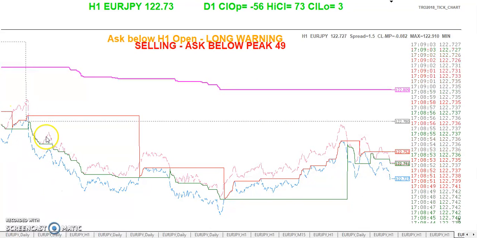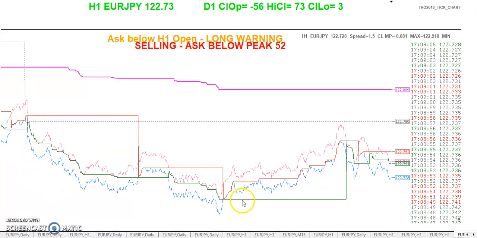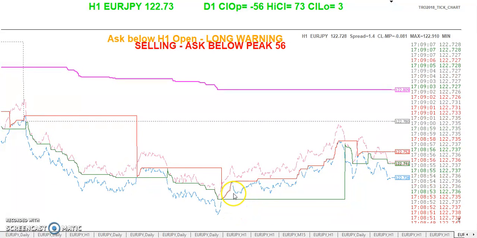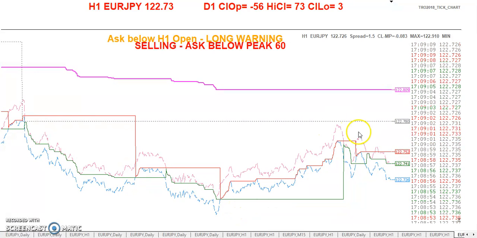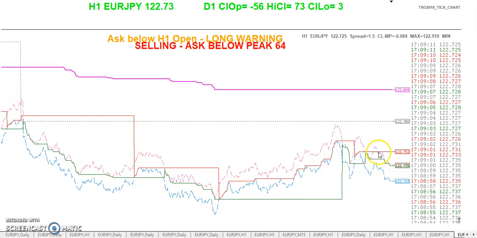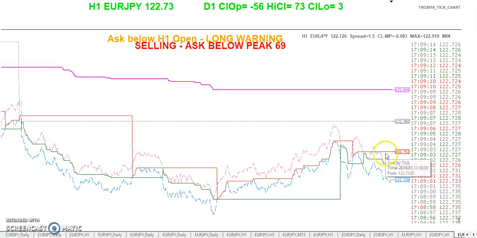This is just a tick chart. We've had price come back up through the valley of the ask, and then we've had price come down through the peak of the bid.